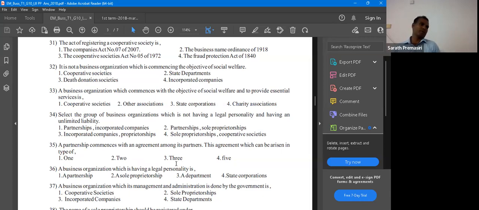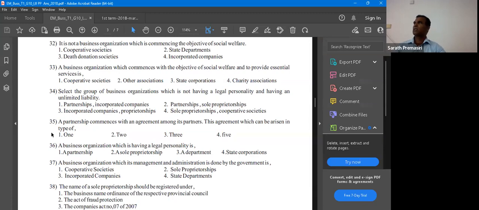36. A business organization which is having a legal personality. Partnership is not having legal personality. State corporations have legal personality.